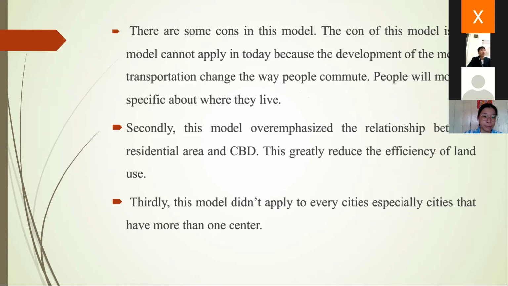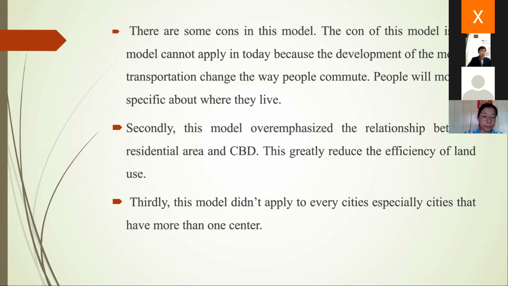And there are some cons in this model. The model cannot be applied today because the development of modern transportation changes the way people commute. People will be more specific about where they live. Secondly, this model assumes a fixed relationship between residential area and CBD. This greatly reduces the effectiveness of land use.